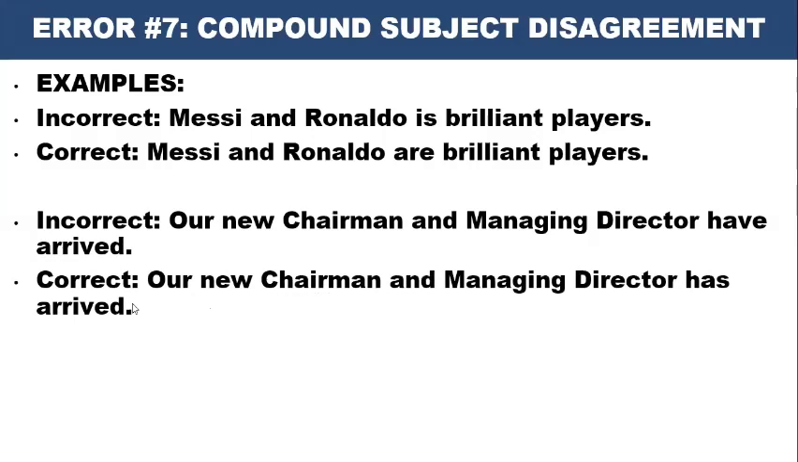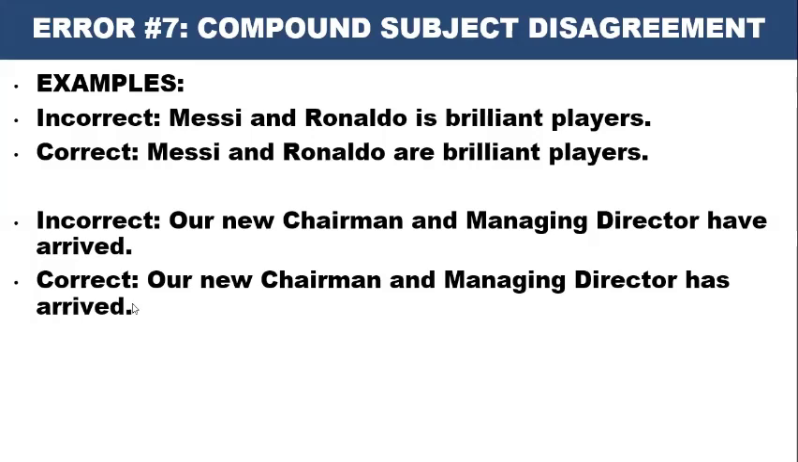The correct thing is our new chairman and managing director has arrived. Now, there is no article to show that the managing director is a different person from the chairman. So you talk of the chairman and managing director. The same person is the chairman and is also the managing director. So in this case, there should be a singular verb to show that that is a singular subject.